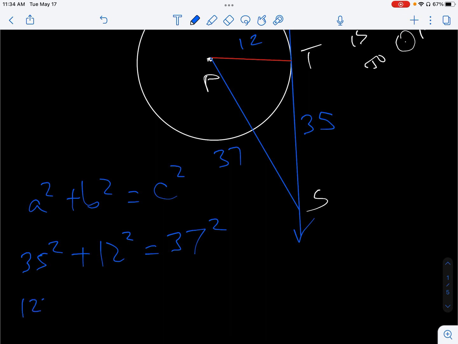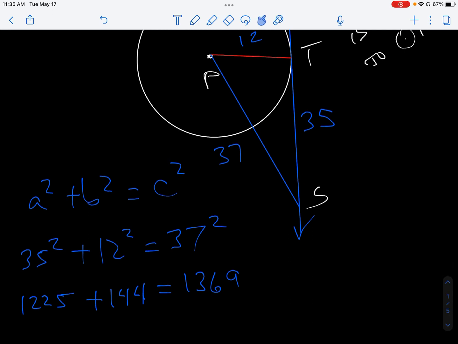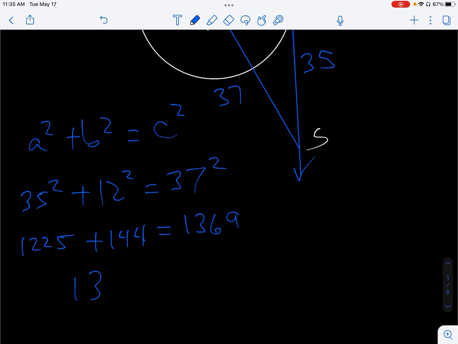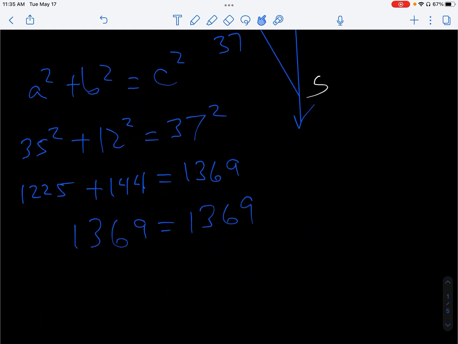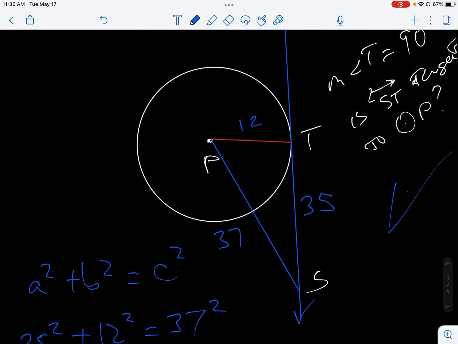So let's do the math. 35 squared is 1,225, and 12 squared is 144. 37 squared is 1369, and 1225 plus 144 is 1369, which does in fact equal 1369. So ST is a tangent.